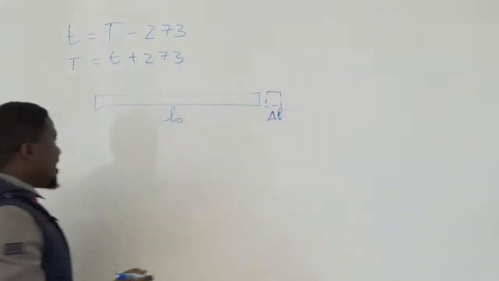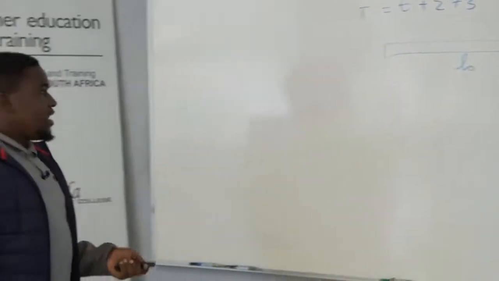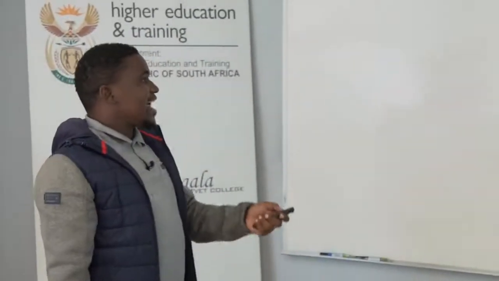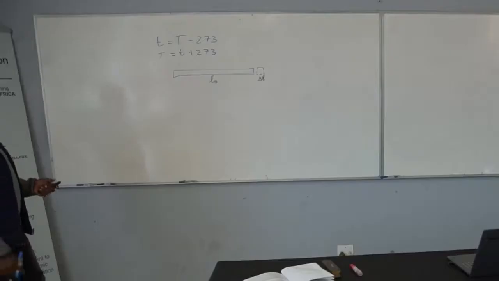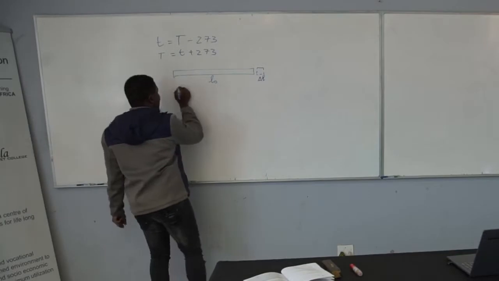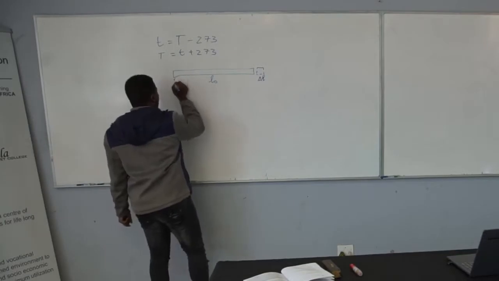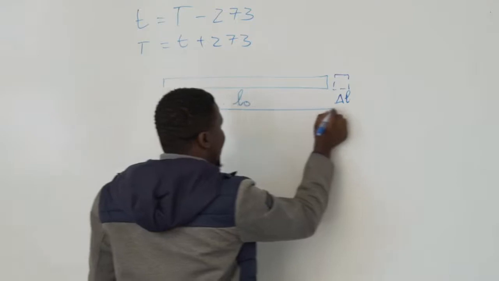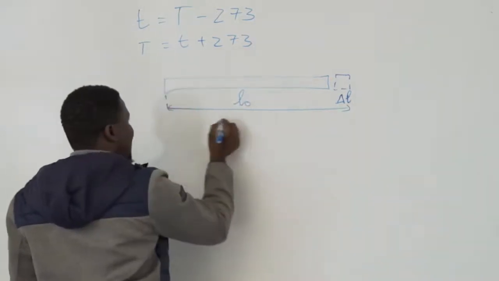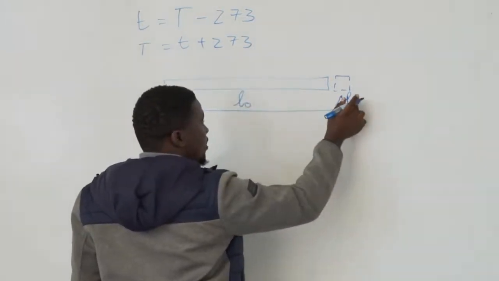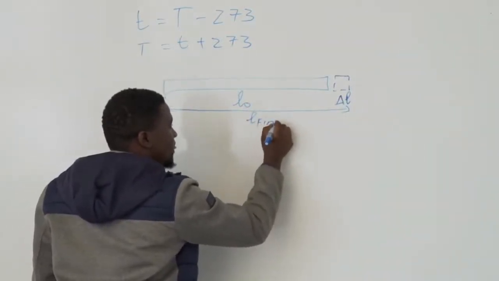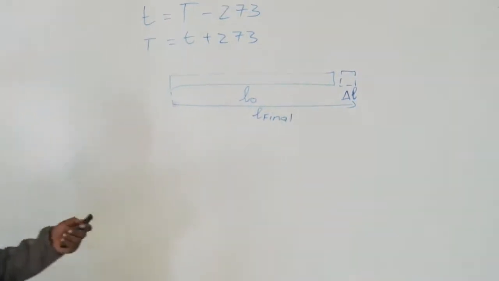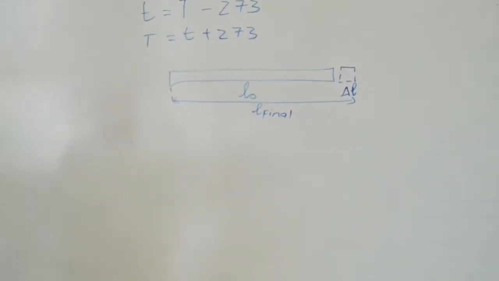L. Then at the end, when the temperature rises, we can also find our final length. This is where we add the original length L0 to the change in length, and we call it L final. This L final is our total length after expansion.